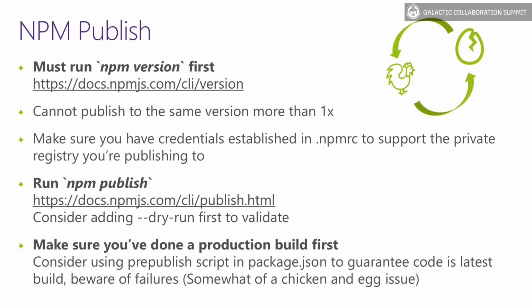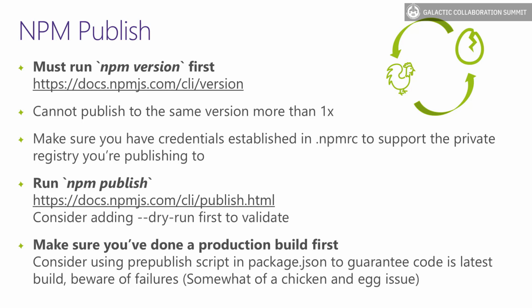Make sure, again, that you have your credentials established in your npmrc file to support that private registry that you're trying to publish to. And then you're going to run npm publish. And it's just that one line. I included the link so that you can go read a little bit more about the process. But basically, you just type npm publish, and it will publish your package out to your private repository. You might want to consider doing a --dry-run first to validate what your deployment package is going to look like.